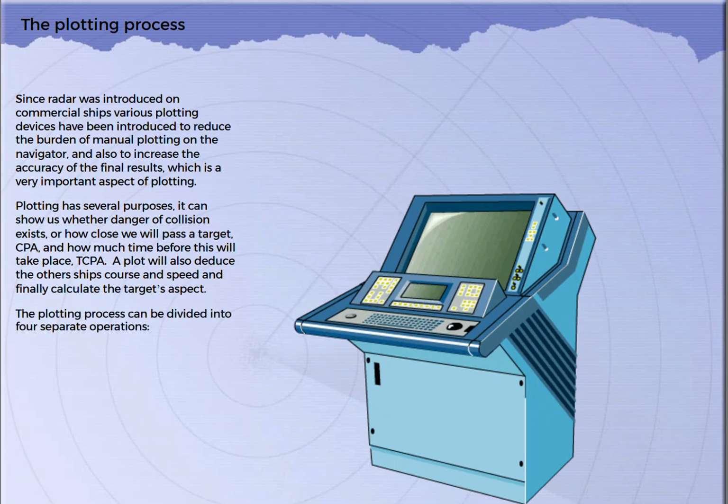The plotting process can be divided into 4 separate operations. Detecting the presence of a target. Selecting targets that require closer observation. The process of observing and recording the target's position, bearing and range over a period of time, the plotting interval. The plotting of these positions and calculation of the target parameters: CPA, closest point of approach; TCPA, time to closest point of approach; course, speed, and aspect.